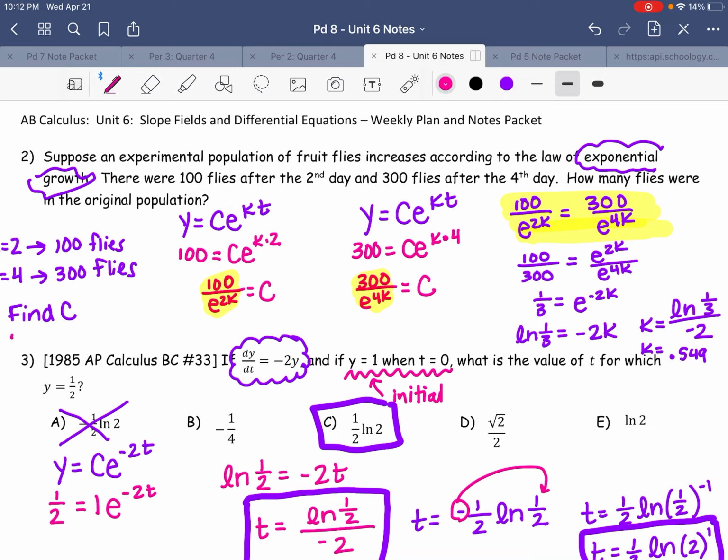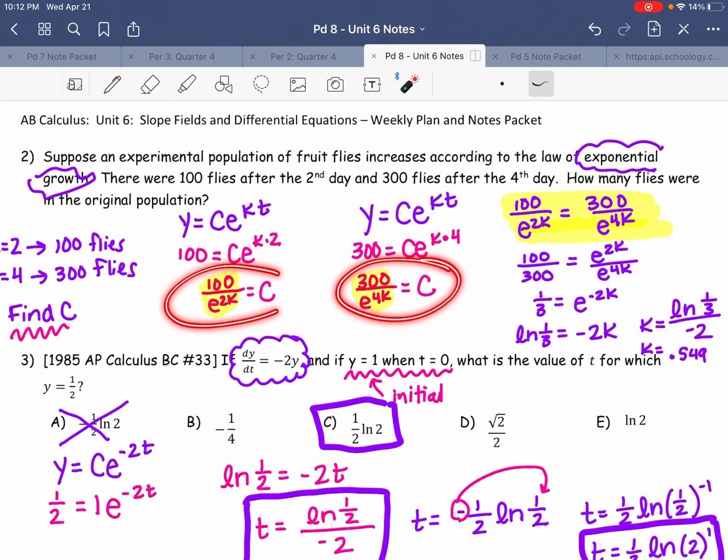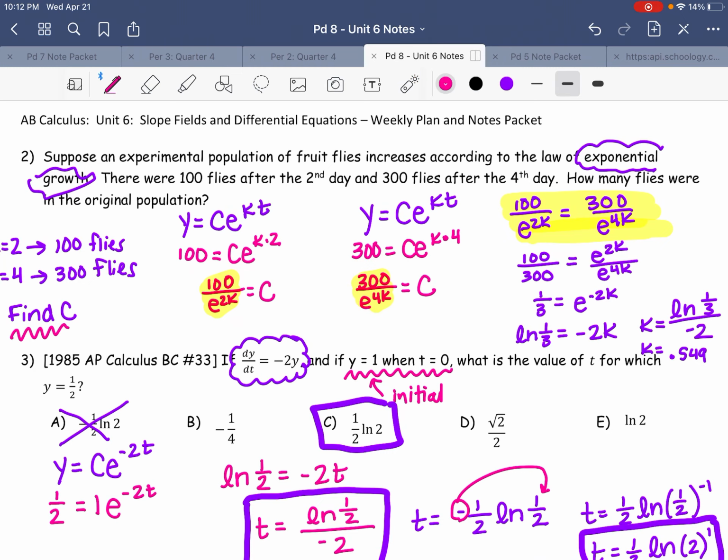Now, the problem really asked to find C. So if it asked me to find C, I can go back to either of these two equations and find C. It doesn't matter which one. I can go back in and say 300 divided by e to the 4 times 0.549. So 300 divided by e raised to the 4, and I stored it as A, so e raised to the 4A. And I get C is 33.333. Ran out of room here. 33.333. And it was not multiple choice.